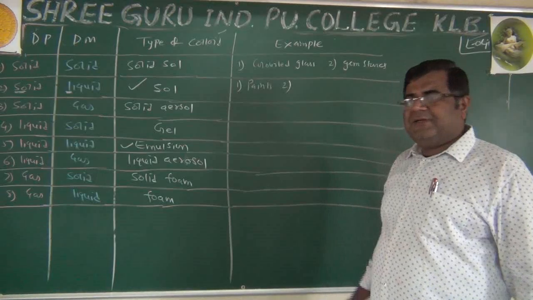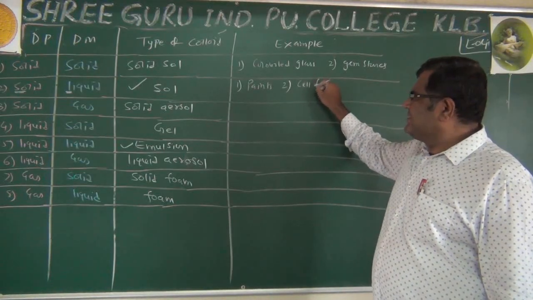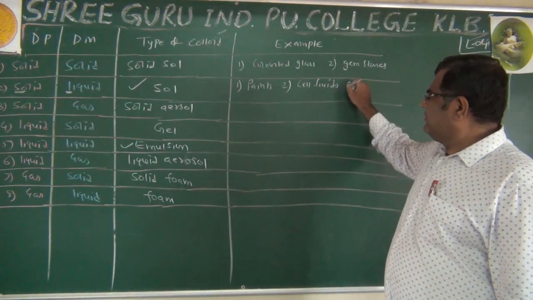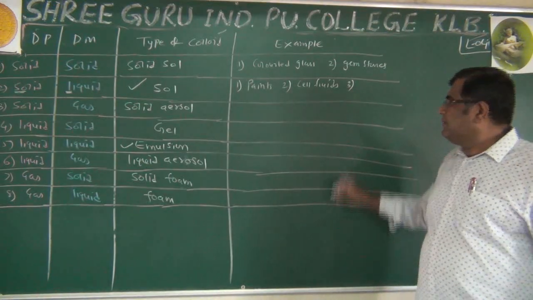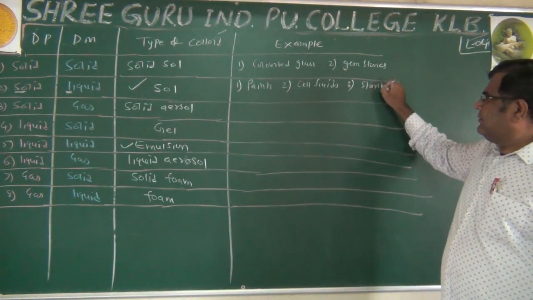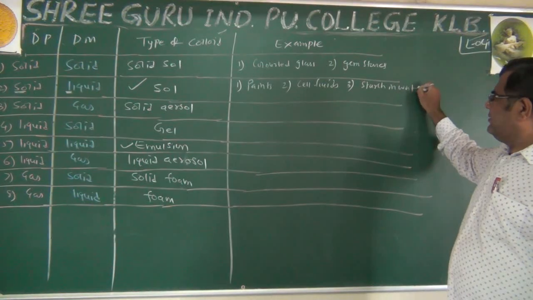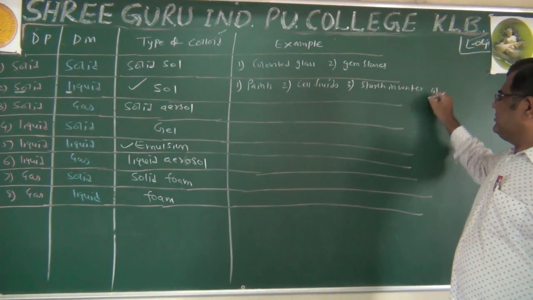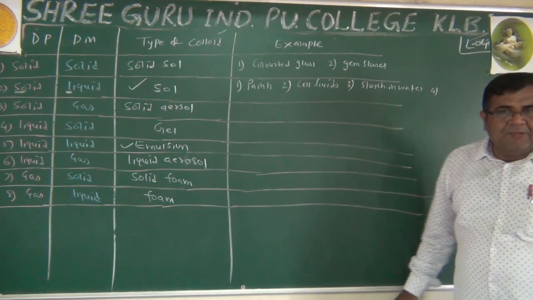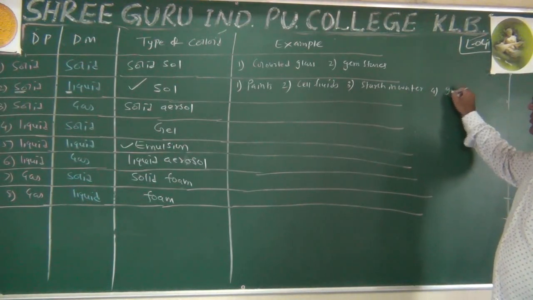Next one is paints. Solid in liquid. Cell fluids. Third is starch in water, and fourth is gold soap.